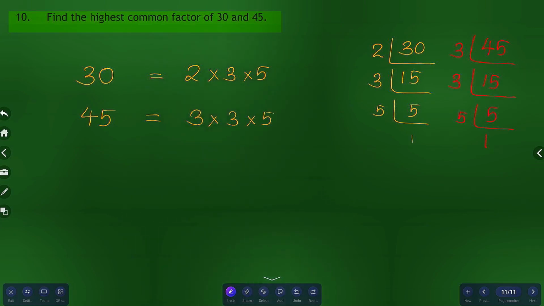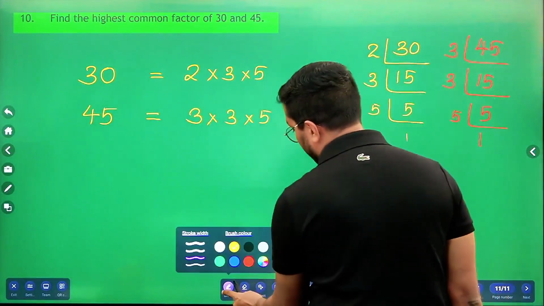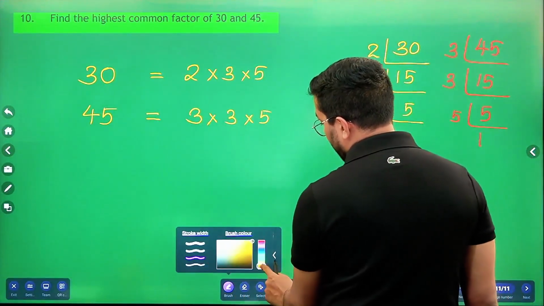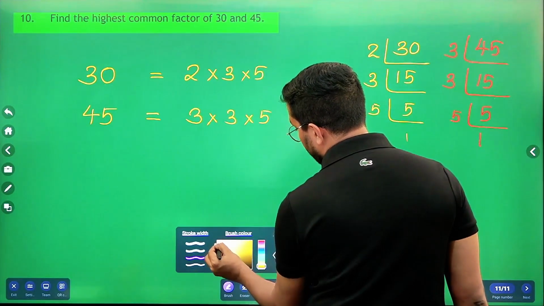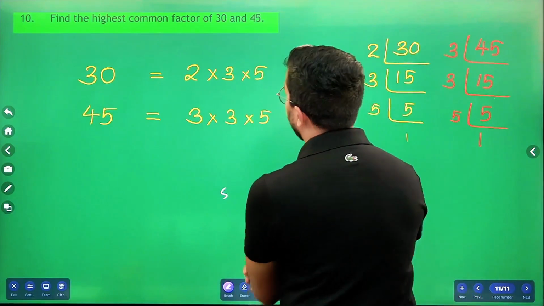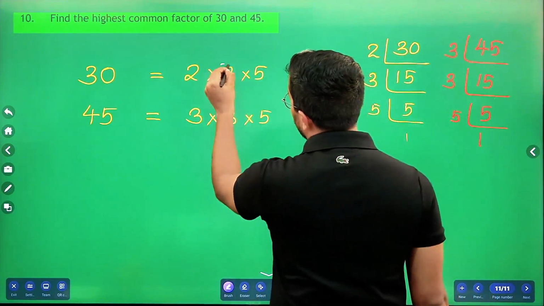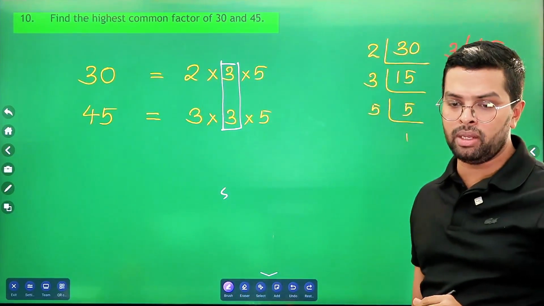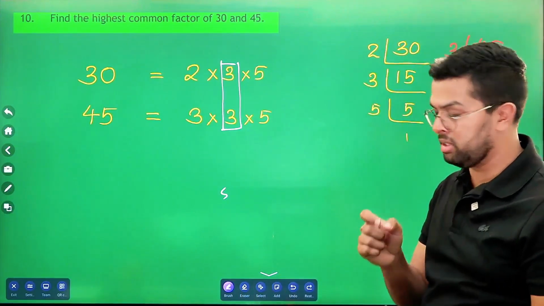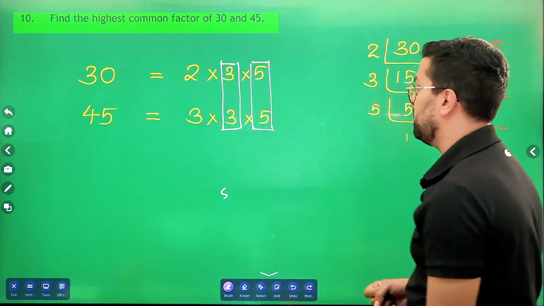So we can write 45 equals 3 times 3 times 5. Now it's asking us for the highest common factor. So what are the commonly available numbers? 3 is a commonly available number for both these numbers. 5 is a commonly available number for both these numbers, right?